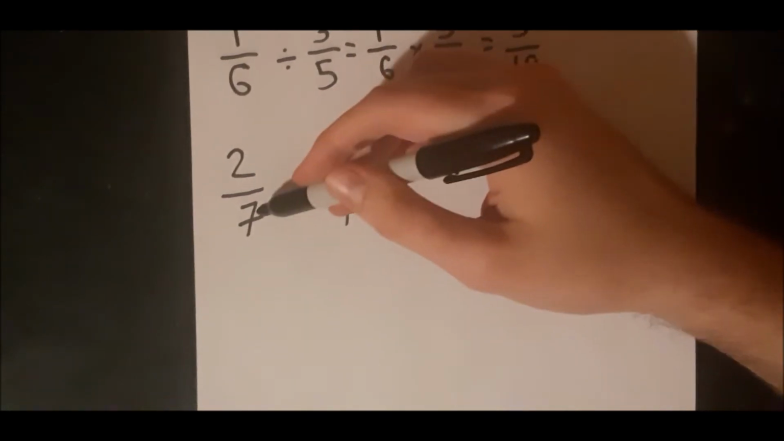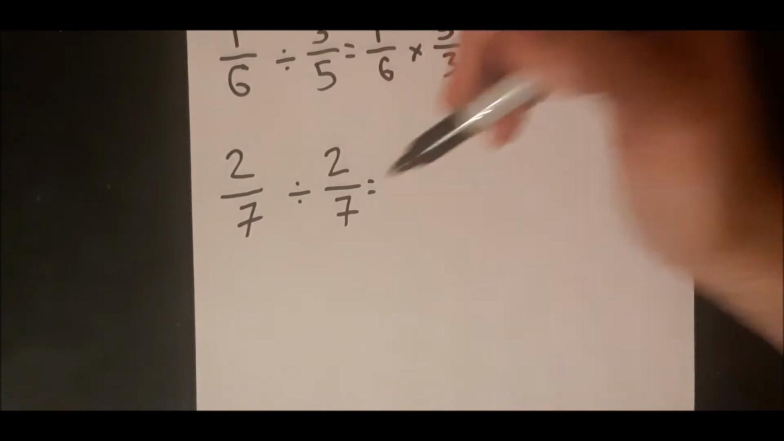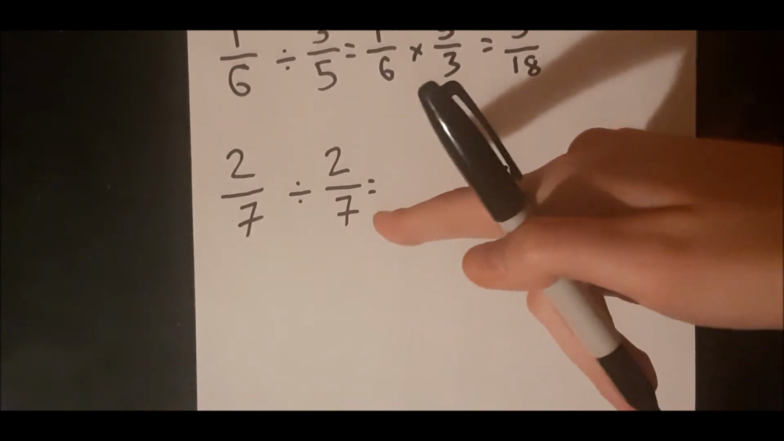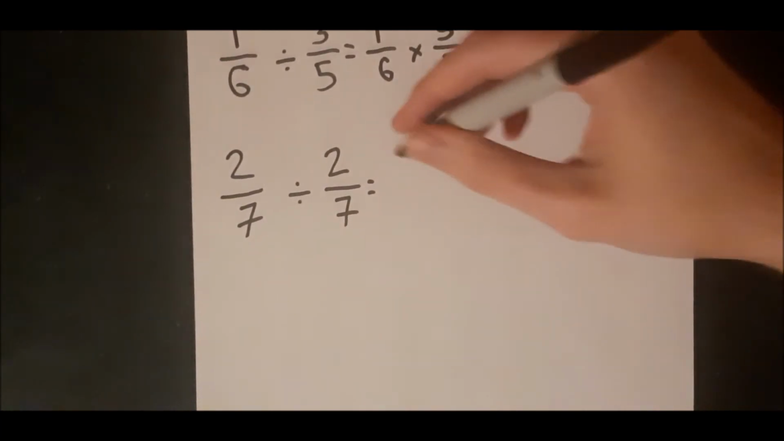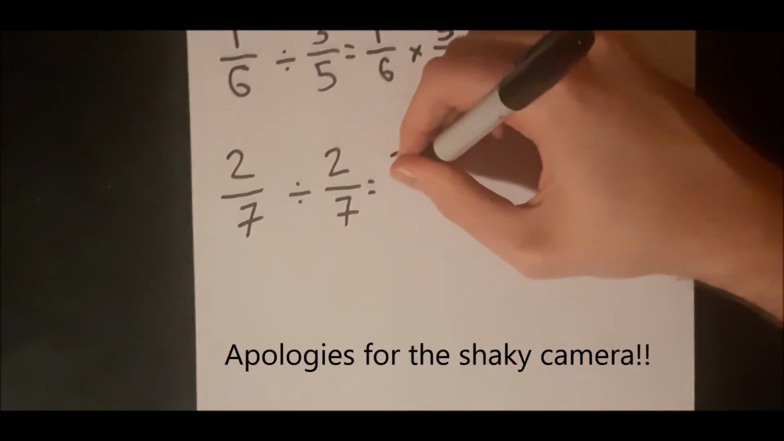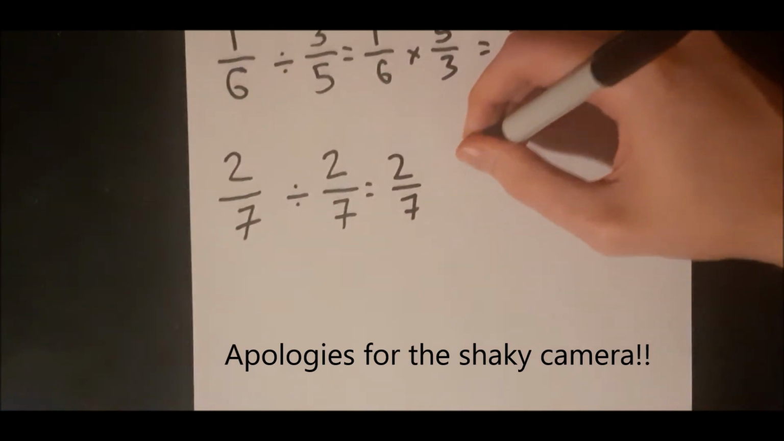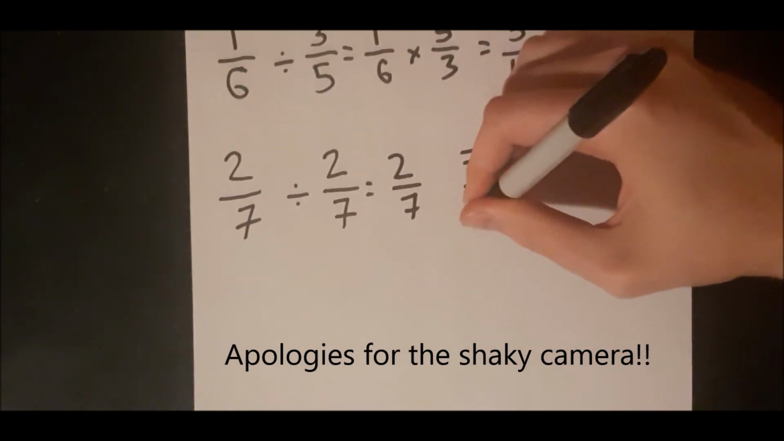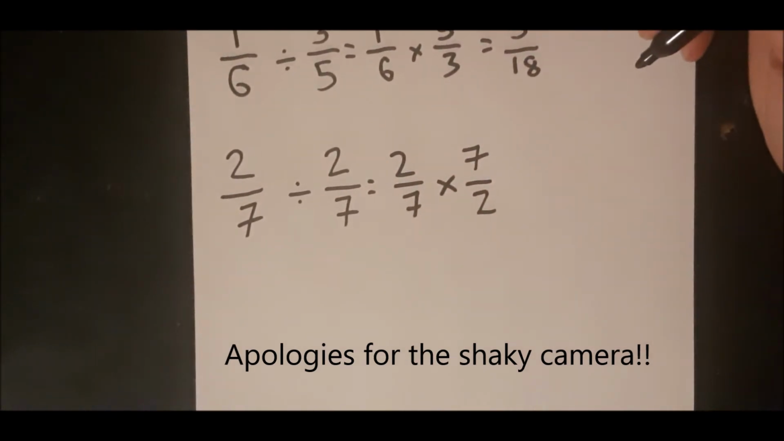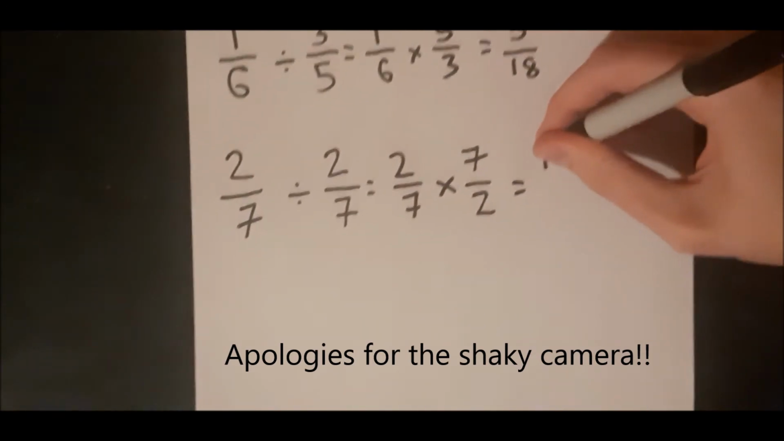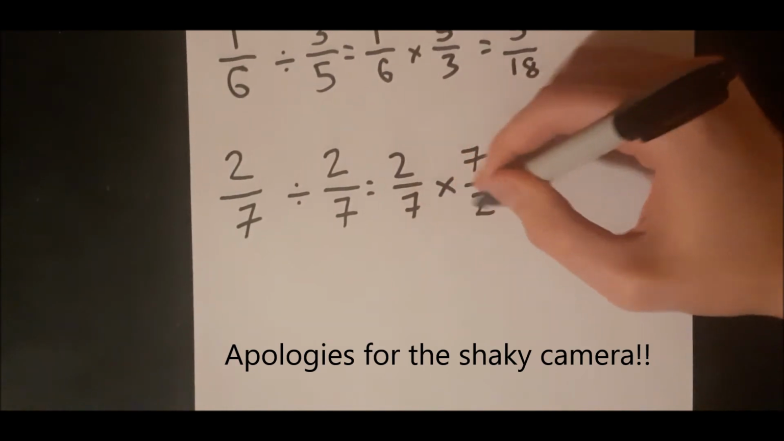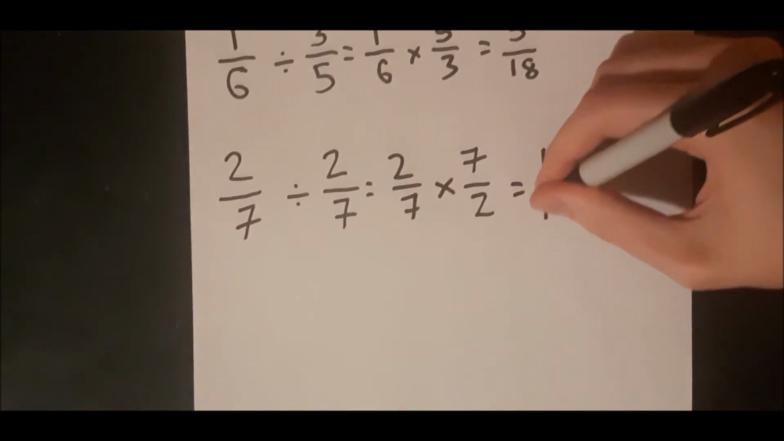Okay, we've got 2 over 7 divided by 2 over 7. Now you might know the answer to this just by looking at it. We're taking something and dividing it by itself. But let's go through the process, right? So when we divide, we keep the first fraction, we flip the second fraction, and then we change it to a multiply. So now I've got 2 times 7, that gives me 14. And here I've got 7 times 2, that gives me 14.